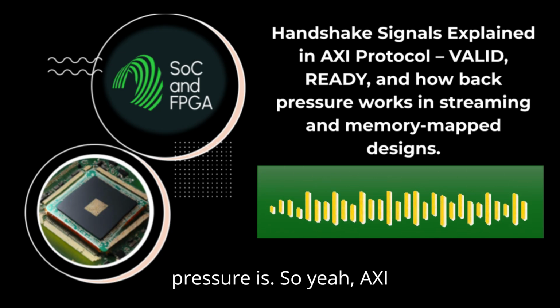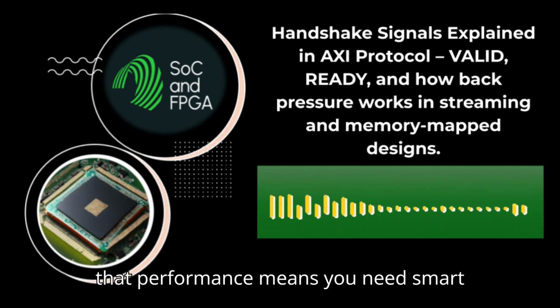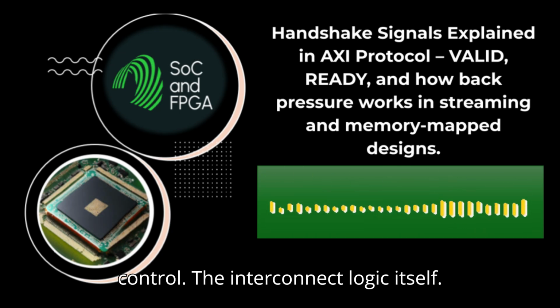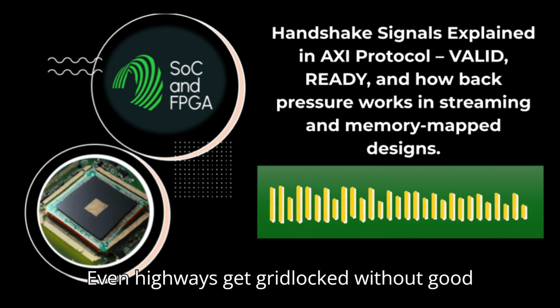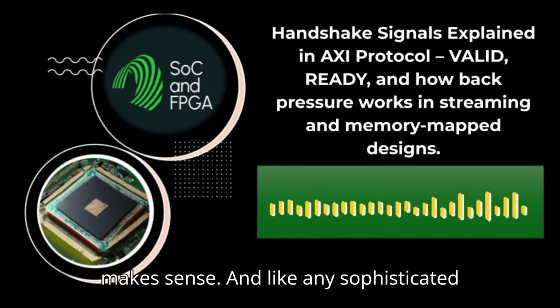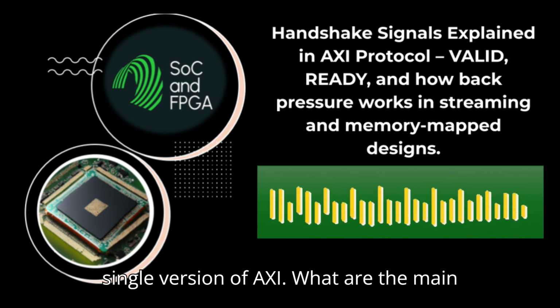So, yeah, AXI allows for high performance, but getting that performance means you need smart drivers, the manager and subordinate components, and efficient traffic control, the interconnect logic itself. Even highways get gridlocked without good management. Right, okay. A smart highway. Makes sense. And like any sophisticated system, I guess there isn't just one single version of AXI.